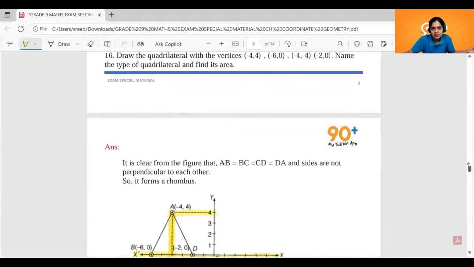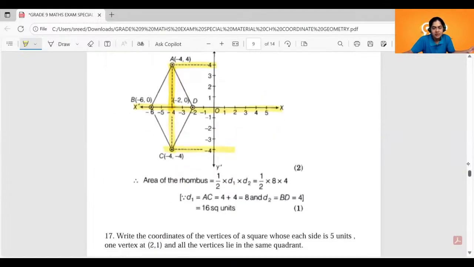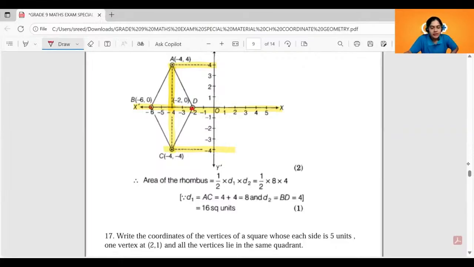And yes, what's the last point? It's minus 2, 0. Minus 2, 0 means the x coordinate is minus 2. So this is the point. It's over there. Right, this is the last point, correct? So yes, you got a quadrilateral. See, it looks diamond shaped, right? So what is the speciality of this?